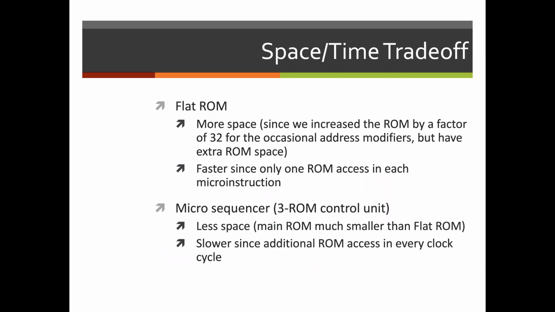So there are some appropriate considerations that need to be made with regards to space and time. So with the flat ROM, we have more space. This is because we've increased the ROM by a factor of 32, and that can result in additional address modifiers, but then we have extra ROM space. This can be faster since only ROM access is needed in each micro instruction.